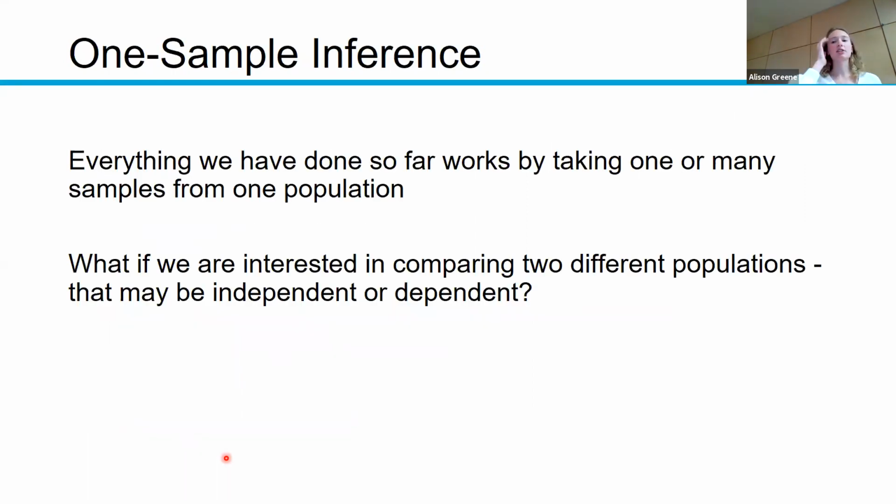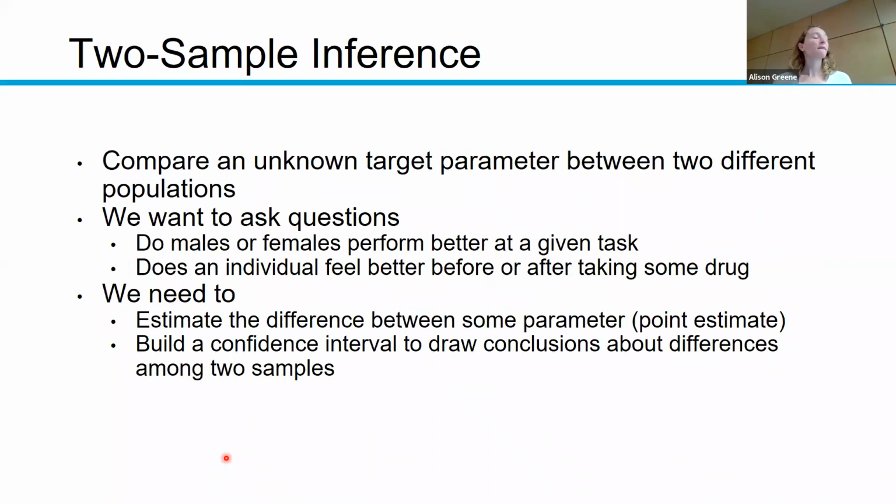So everything we've done here is one sample inference, which just means that we've taken one sample from one population, and we've done some math and inferring with it. But what if we're interested in comparing two different populations? Two populations that are independent, two populations that are dependent. So we can do two sample inference.